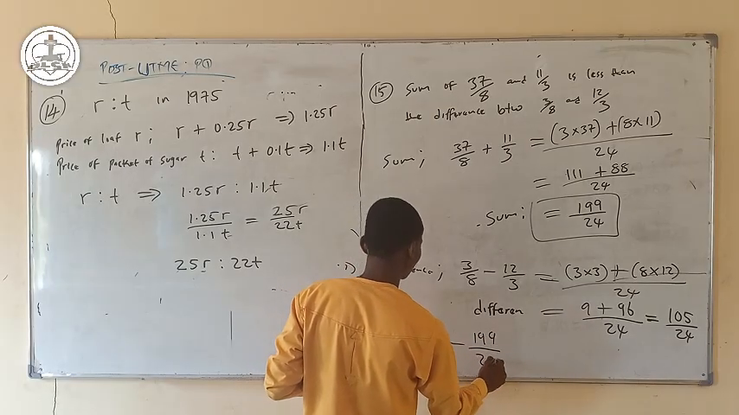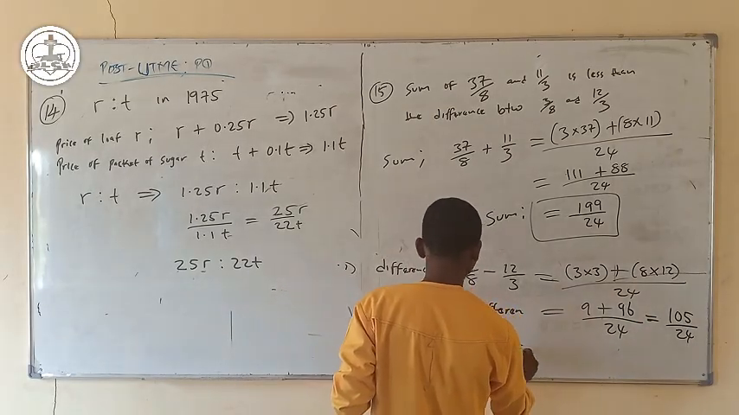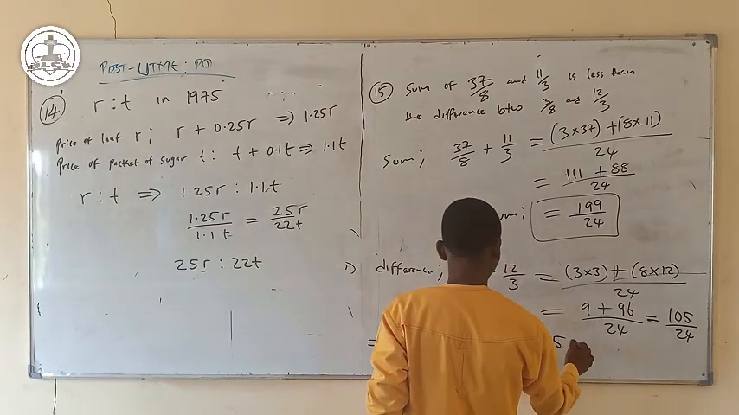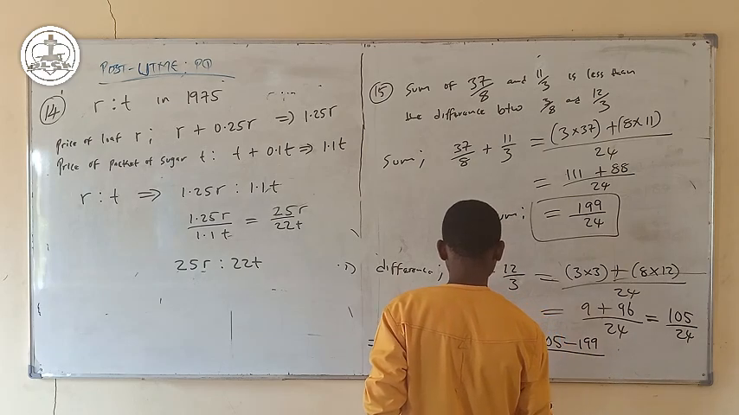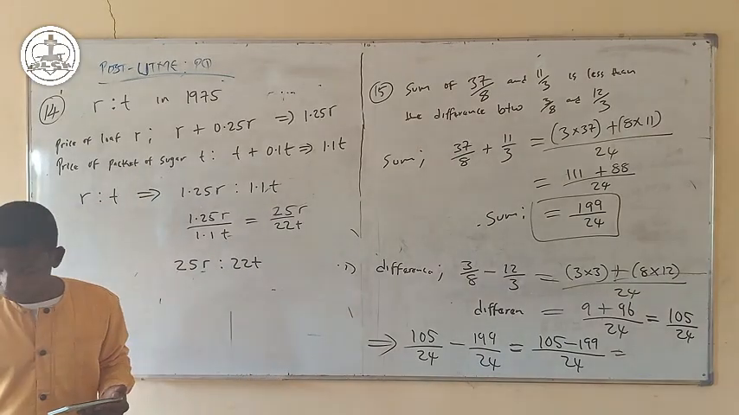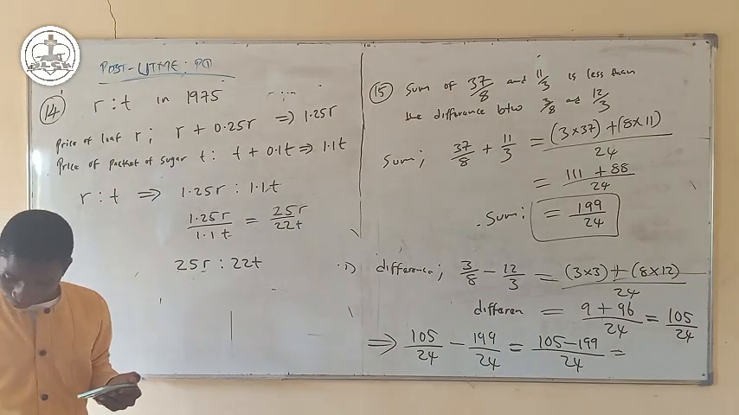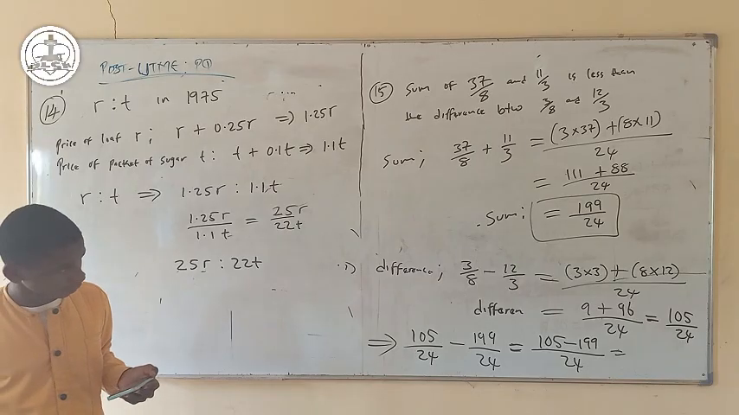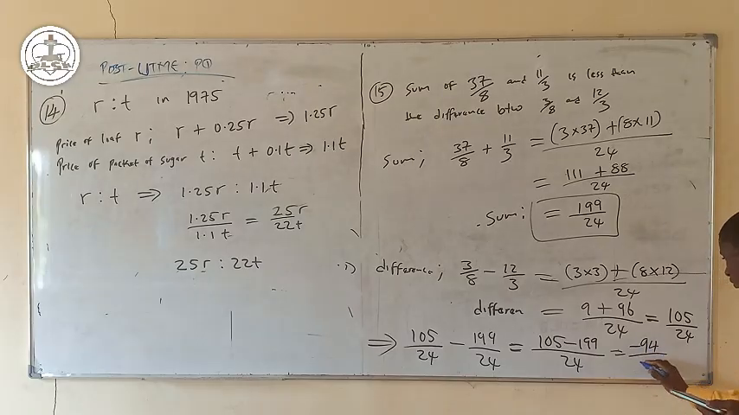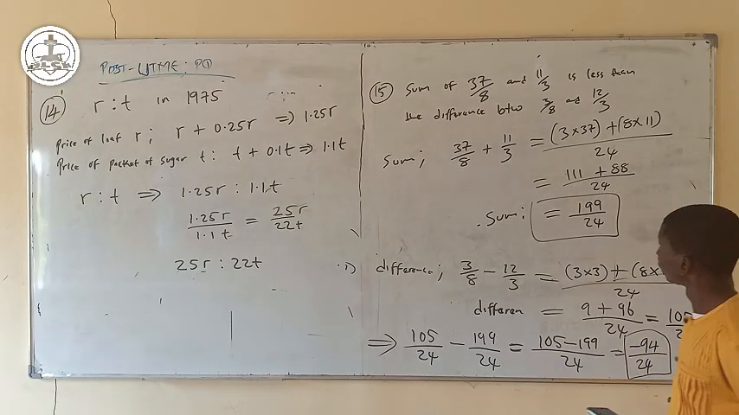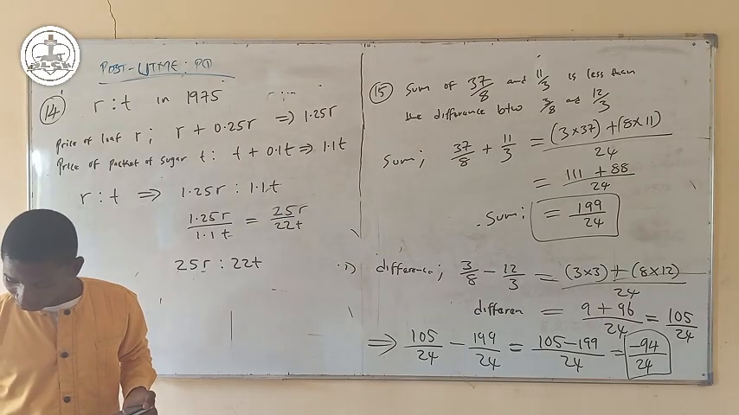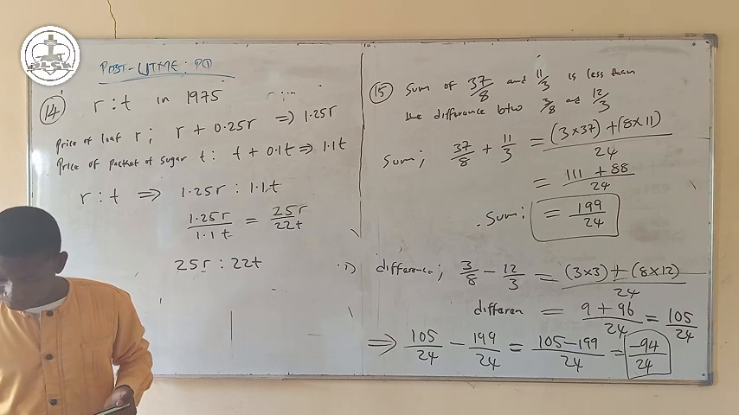199 over 24. And what do we have here? We're going to have 1 over 24. Now final answer will be minus 94 over 24. Minus 94 divided by 24 gives us minus 3.